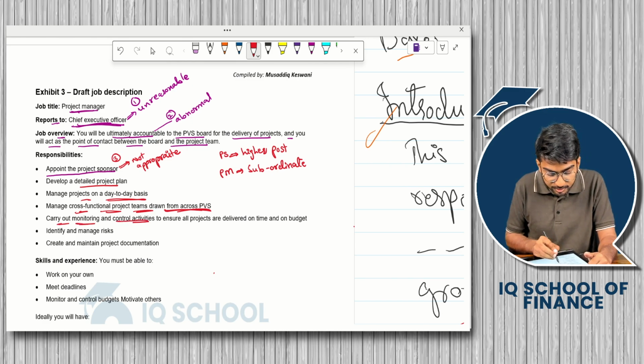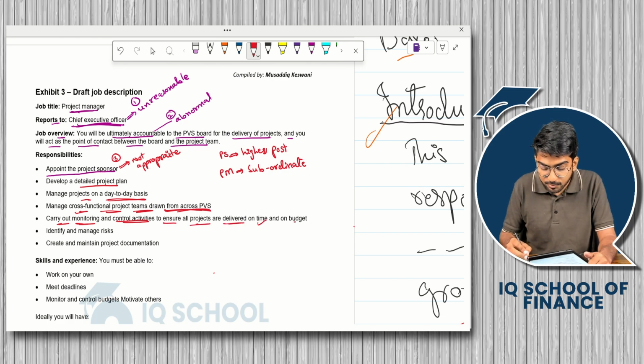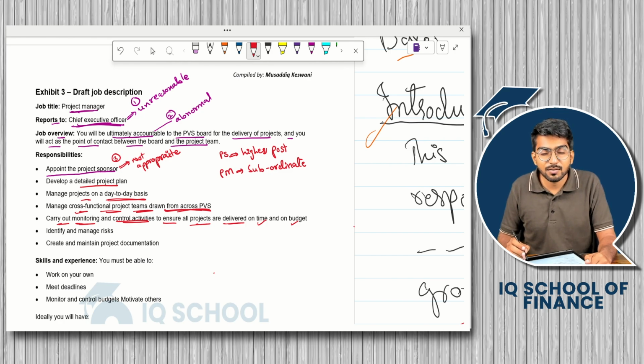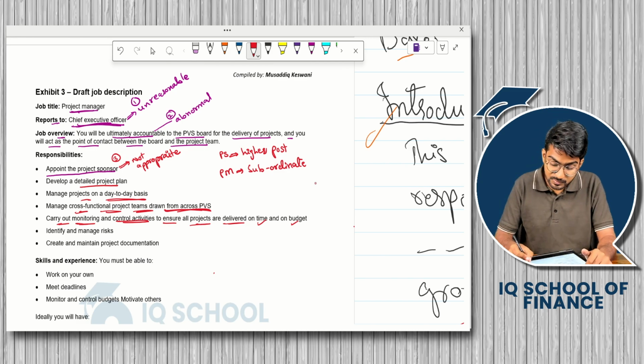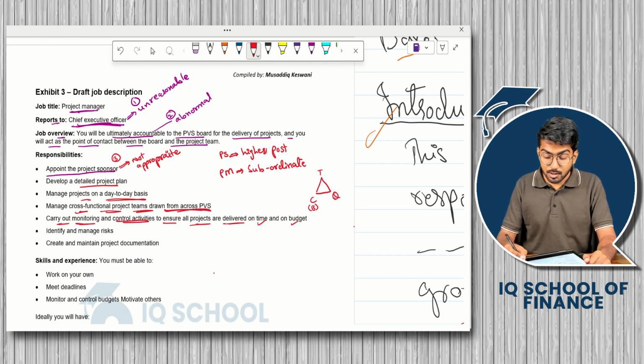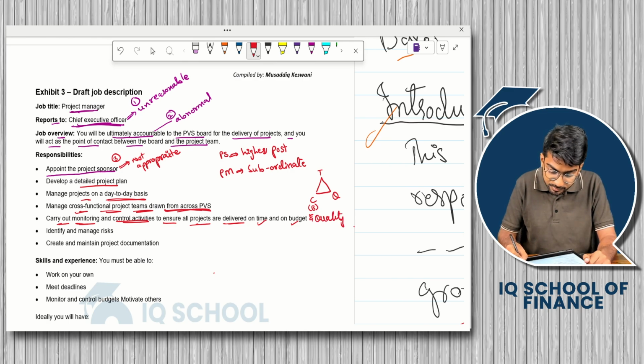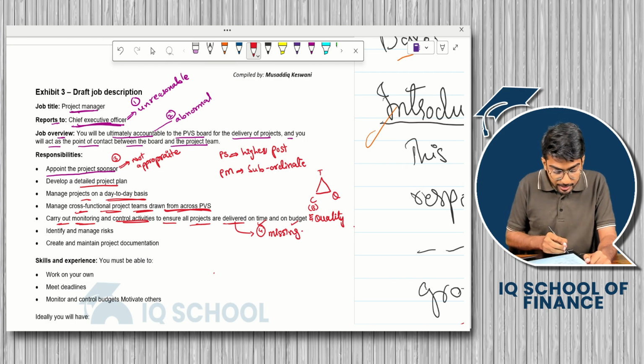Carrying out monitoring and control activities to ensure all projects are delivered on time and budget. See, if you remember, in the project management lecture there were three things I was emphasizing very much. These were the project management triangle: time, cost or budget, and the other thing is quality. So why have we not included the quality aspect? Don't we care about quality? We do. So this should be added. In my point of view, the issue is that the quality aspect is missing.